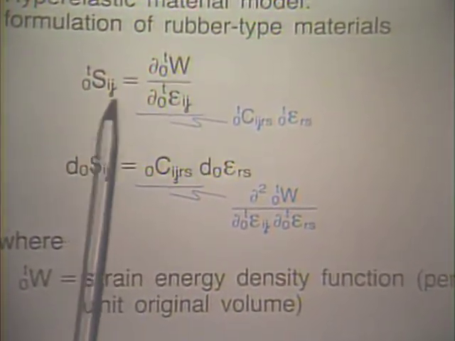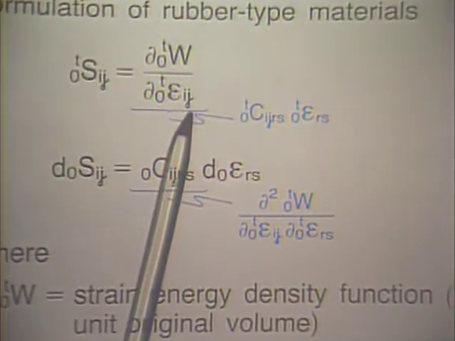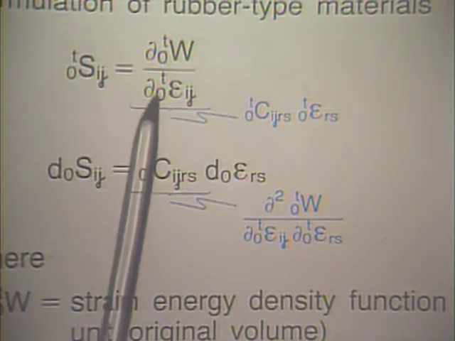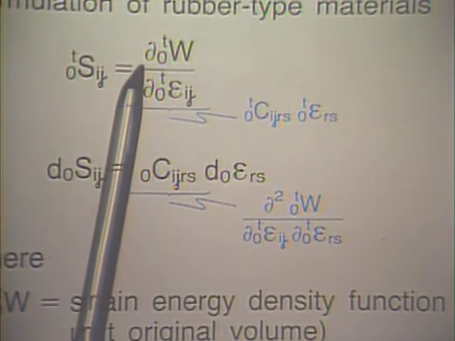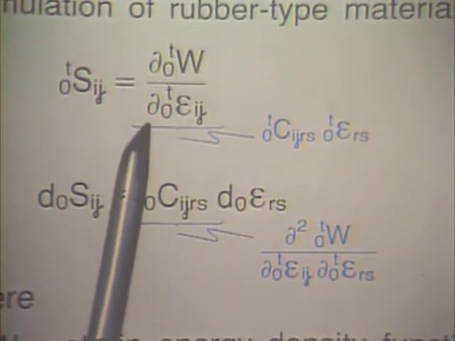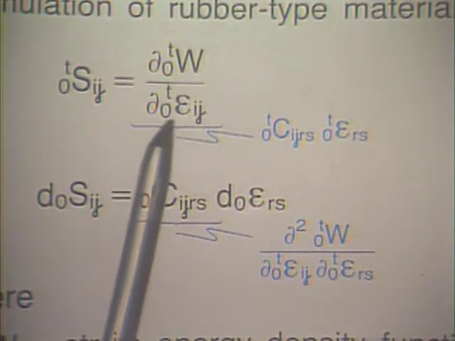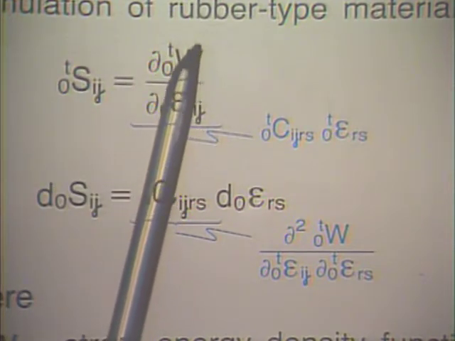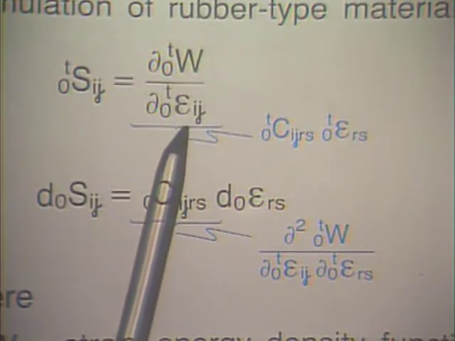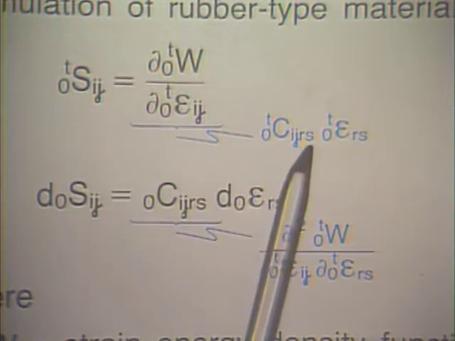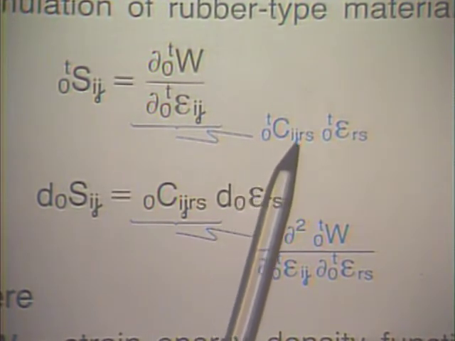Here we have the relationship that is basic to this description. We have the second Piola-Kirchhoff stress given in terms of the partial of the strain energy density function W with respect to the Green-Lagrange strains. So we get one component here by taking this 0W and differentiating it with respect to the corresponding component of the Green-Lagrange strain. And of course this right-hand side gives us this tensor 0S_ij.